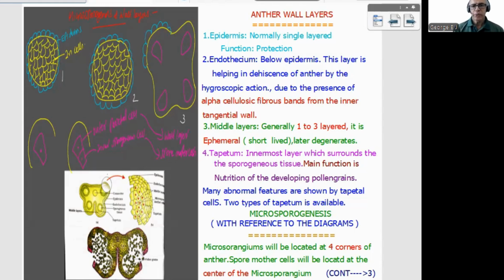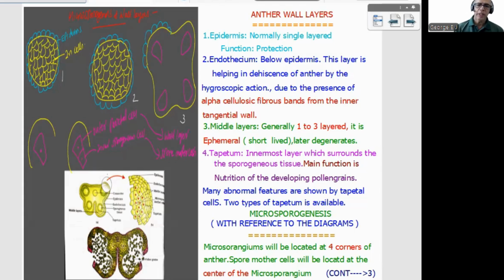Generally, it will be 1 to 3 layers. The middle layers are ephemeral. Ephemeral, we already discussed, means short-lived. Later, those layers will undergo degeneration. That is why they are short-lived. Usually 1 to 3 middle layers. The fourth one is the tapetum.